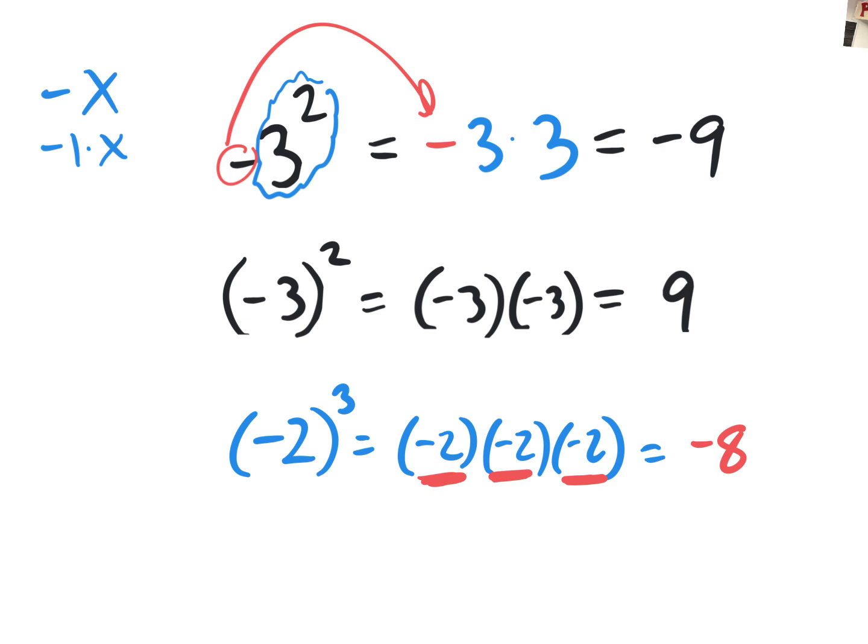But a lot of times it does make a difference. So for example, if I said, what is negative 5, no parentheses, to the second power? What's negative 5, no parentheses, to the second power?